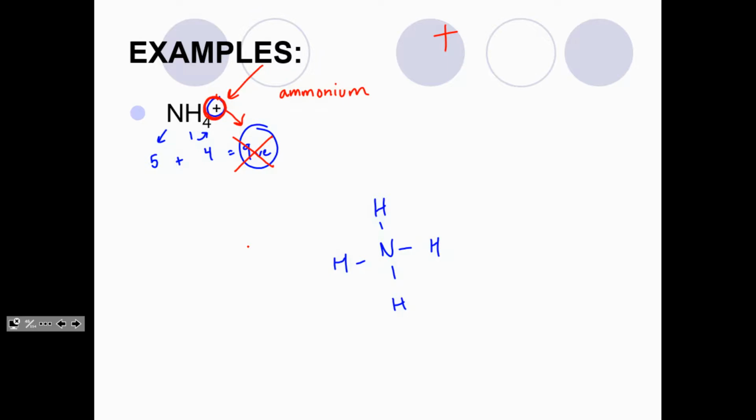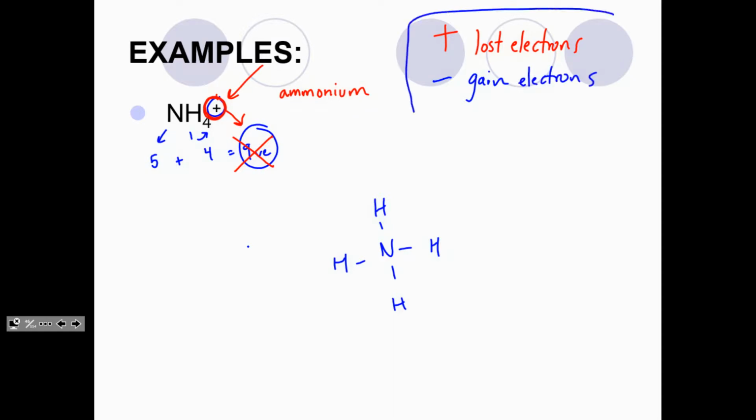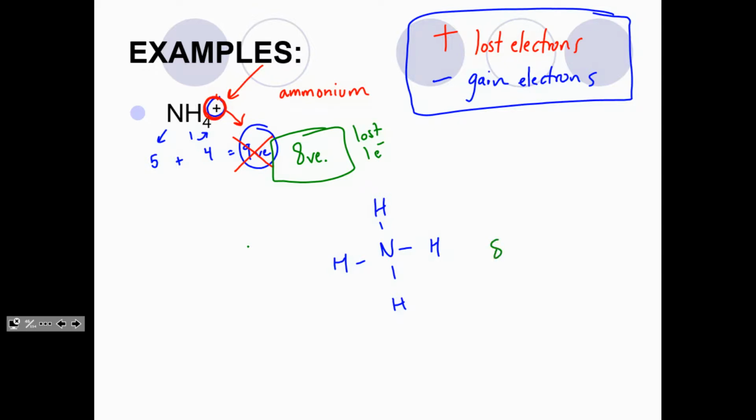Positive charge means that you have lost electrons. A negative charge is when you have gained electrons. So I have my students write this and square it in their notes. So that 9 is going to drop down to an 8 because we have lost 1 electron. So now when I count, I have 8 valence electrons drawn down here, which actually does match the 8 that I counted up. So this is the correct structure.